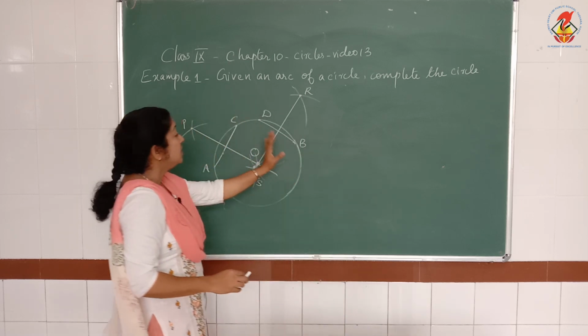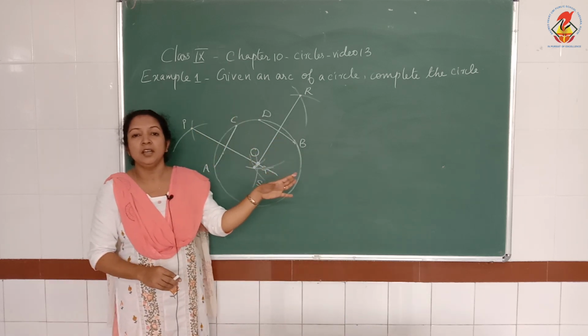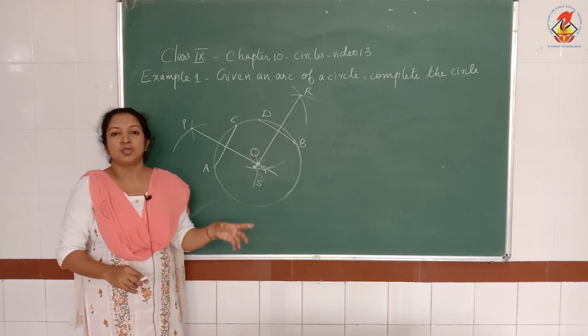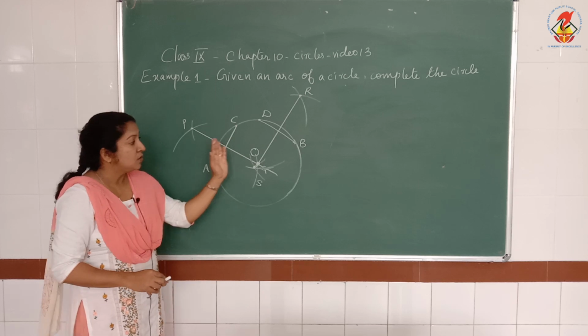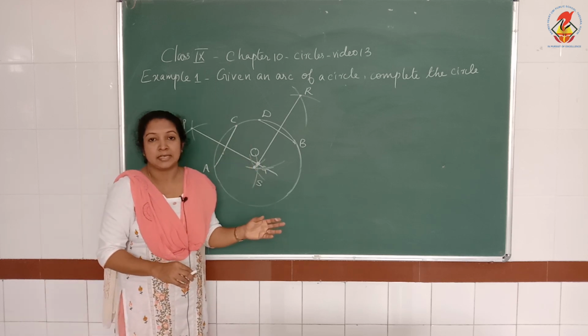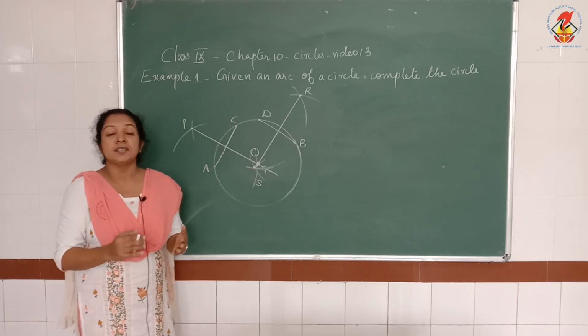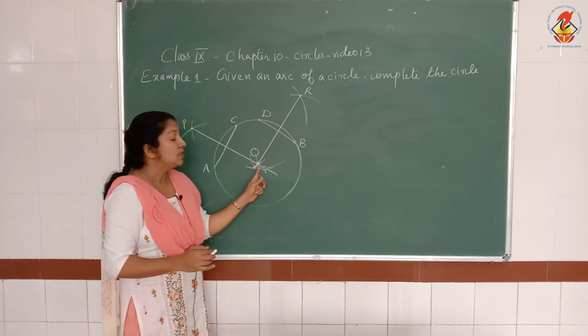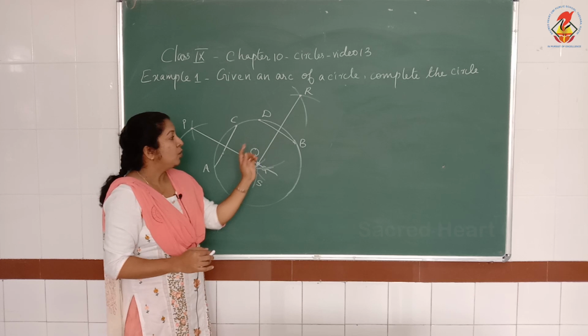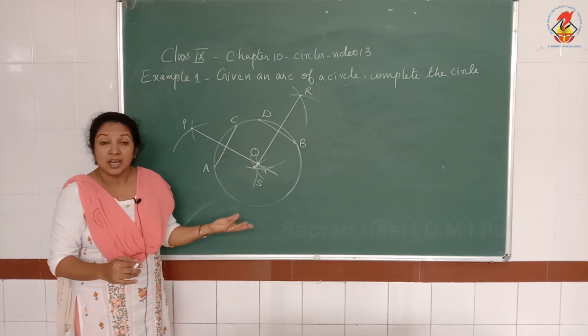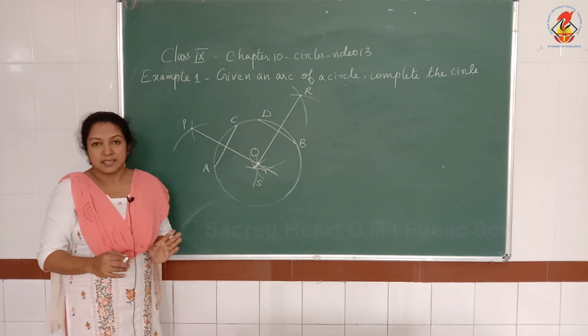So what we have done is, given an arc of a circle, we have completed the circle. First we identified the center by drawing the two chords and their perpendicular bisectors. The point of intersection of these two bisectors is the center of the circle. And taking it as the center, with OB or OD or OC as the radius, you can complete the circle.